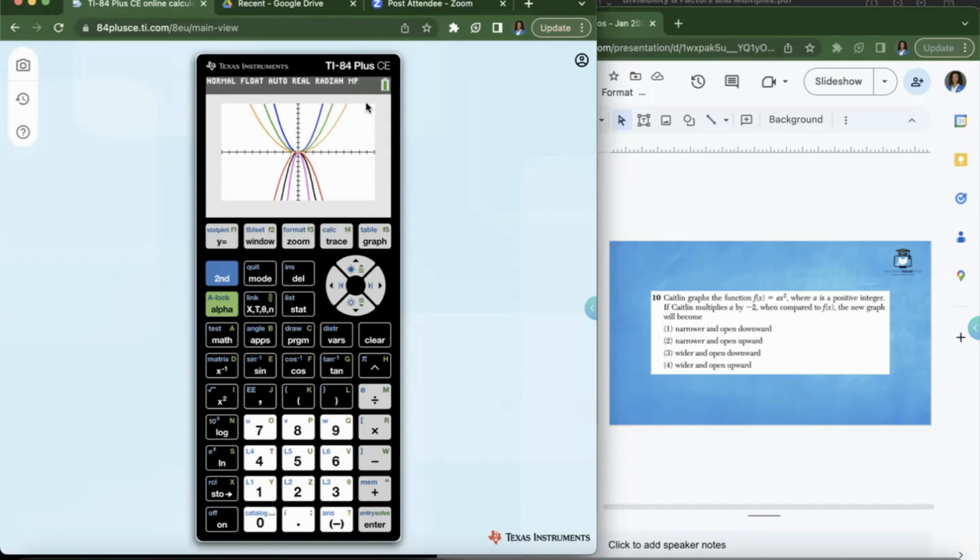Make sure you pay close attention to these function transformations and you do your best to study all of the different ways that functions can be transformed.